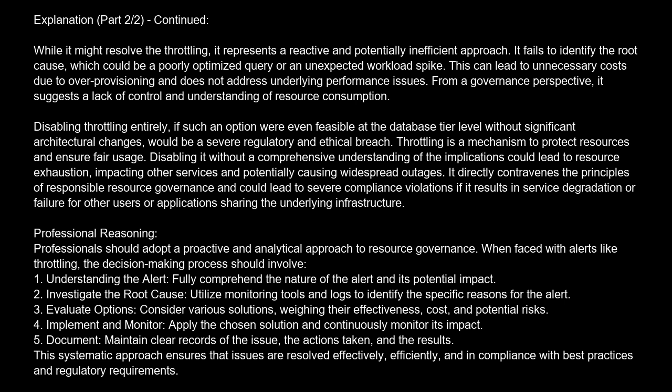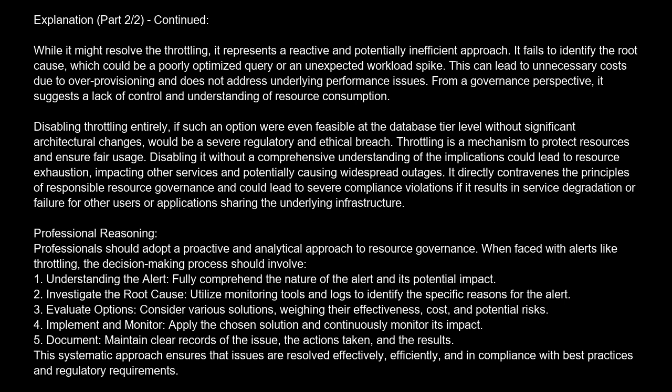Disabling throttling entirely, if such an option were even feasible at the database tier level without significant architectural changes, would be a severe regulatory and ethical breach. Throttling is a mechanism to protect resources and ensure fair usage. Disabling it without a comprehensive understanding of the implications could lead to resource exhaustion, impacting other services, and potentially causing widespread outages. It directly contravenes the principles of responsible resource governance and could lead to severe compliance violations if it results in service degradation or failure for other users or applications sharing the underlying infrastructure.